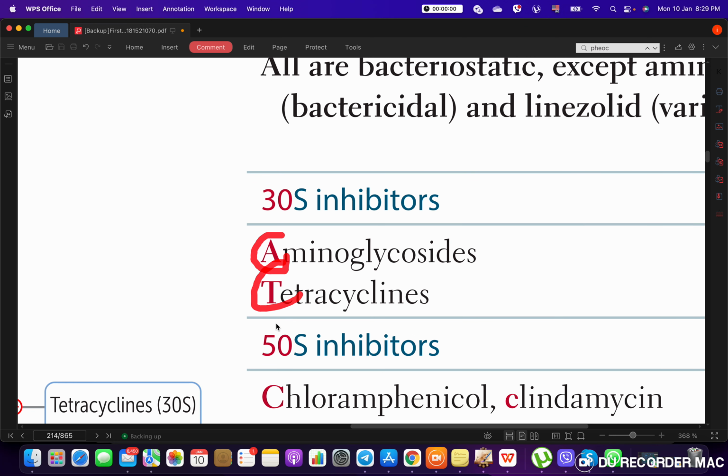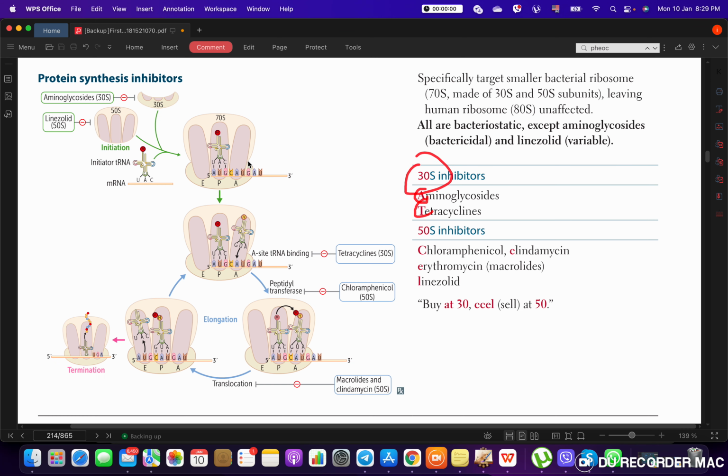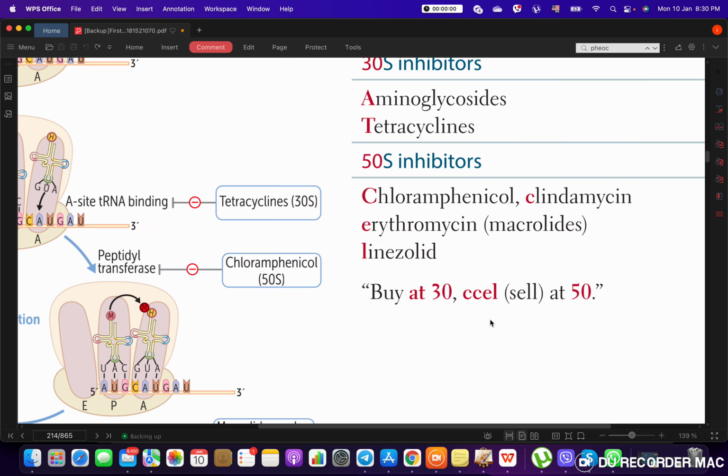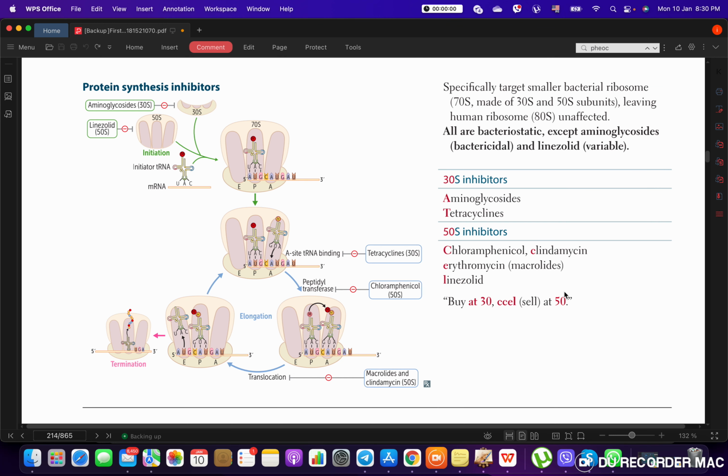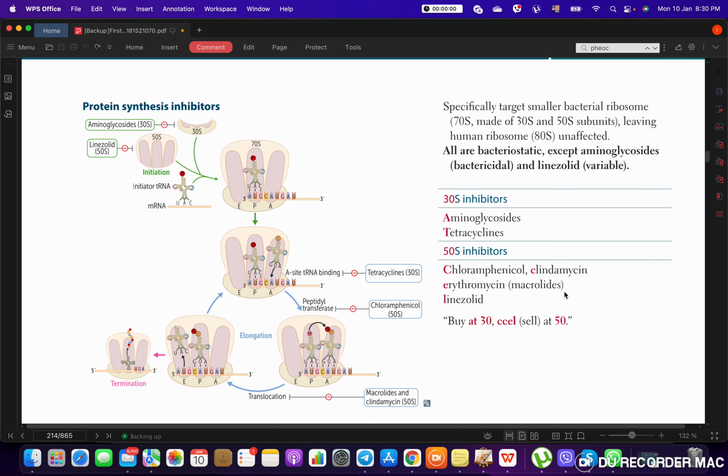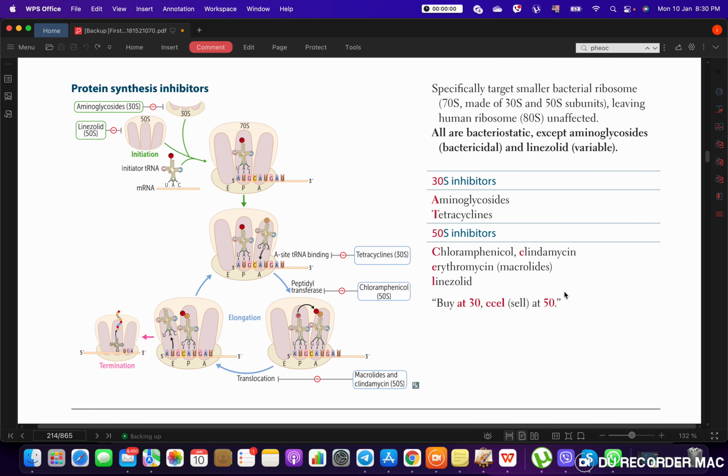So it's aminoglycoside and 30, which is tetracycline, work at the 30S subunit, okay? Or someone says like buy at 30, sell at 50. It's up to you how you memorize it. So personally, I like Sketchy. That worked for me perfectly. I mean, for the antibiotics and antimicrobials, it's up to you what you decide.